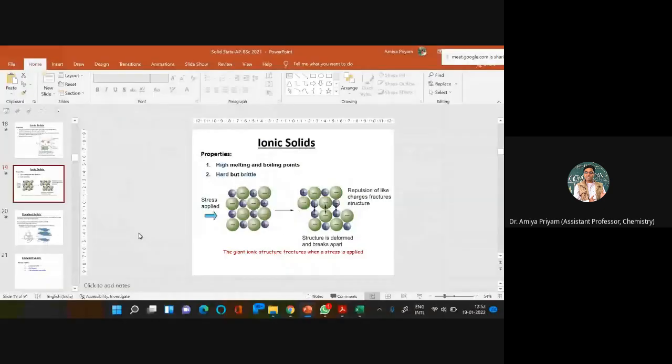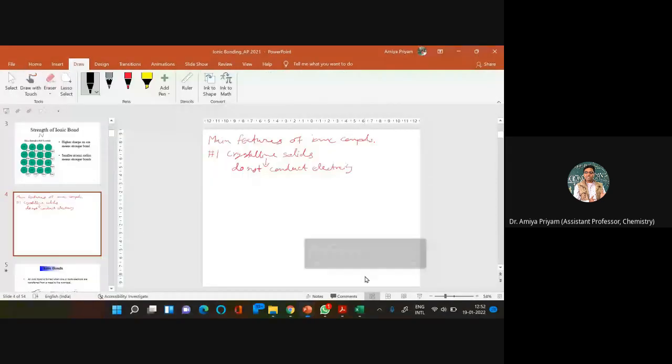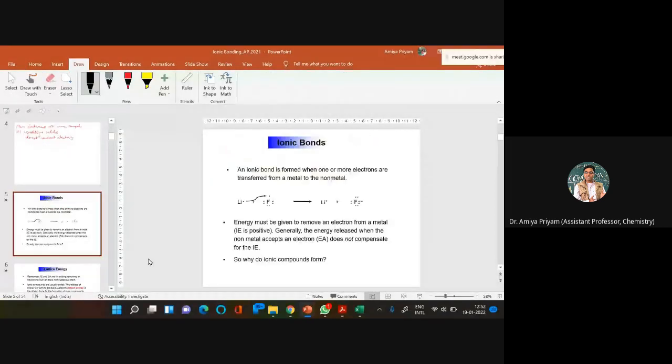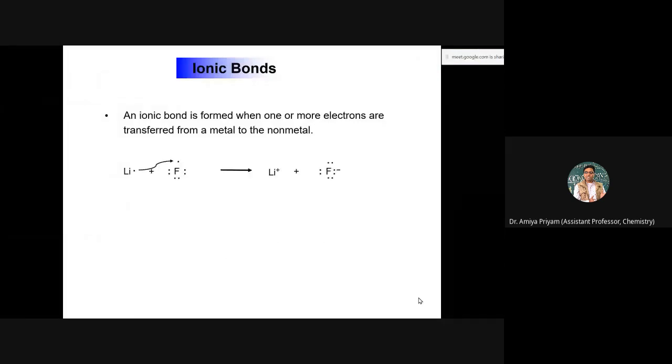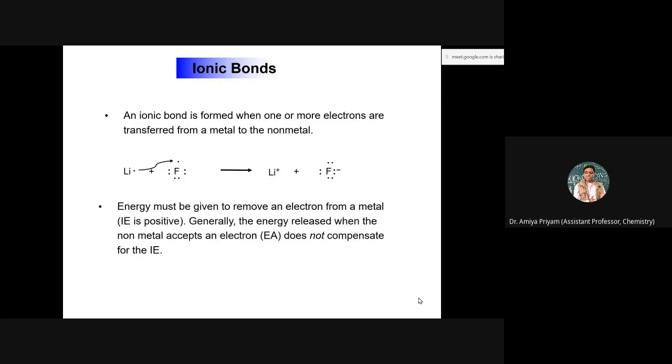So now we come back to this point, how this ionic bond is formed. Transfer of electrons, so lithium, scheme of lithium fluoride, that is how you can show. Lithium atom giving electron, fluorine atom accepting it, giving Li plus and F minus. So this is one atom of Li, one atom of fluorine, resulting into one ion pair.